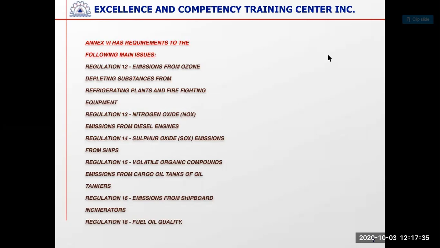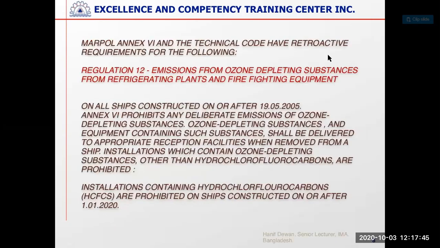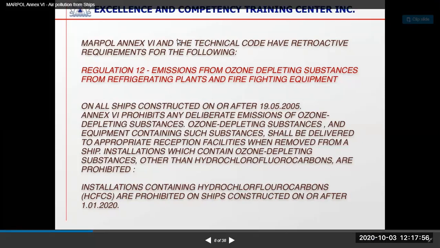Then Regulation 16 is emissions from shipboard incinerators, which cause some emissions from incineration. Then Regulation 18 is fuel oil availability and quality, your bunker oil samples and all. Then there is a technical code for MARPOL Annex 6, which has some requirements about ozone depleting substances from refrigerant plants and firefighting equipment.